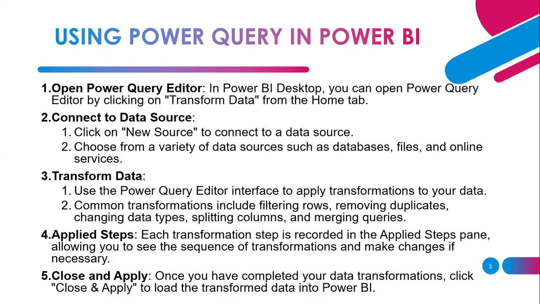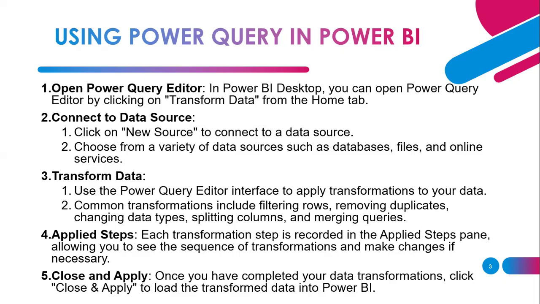Then, okay, let's look at this fourth step. It said applied steps. Let me come back a bit. Step 3, they said use the Power Query Editor interface to apply transformations to your data. Common transformations include filtering rows, removing duplicates, changing data types, splitting columns, merging queries, and different ones. The next slide is talking about some of the transformations we're going to be doing. These are some of the common ones that we're going to be working with: filtering rows, removing duplicates, changing data types, splitting columns, merging queries, and so on.